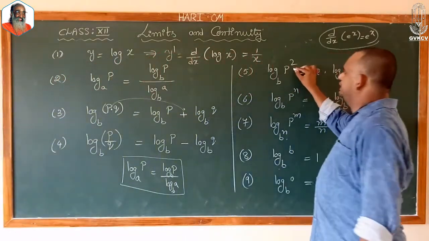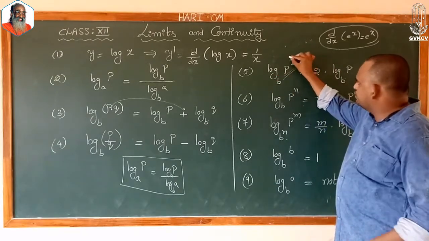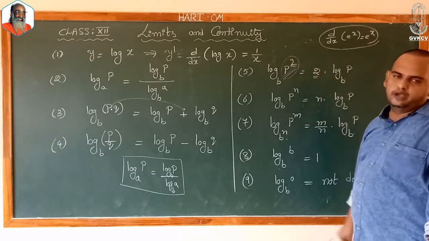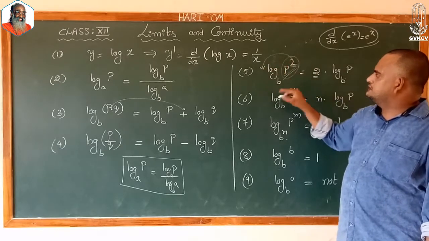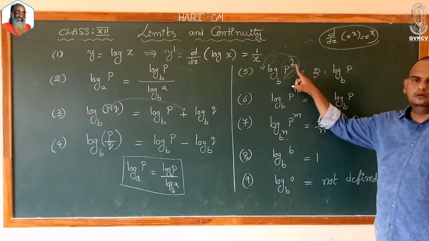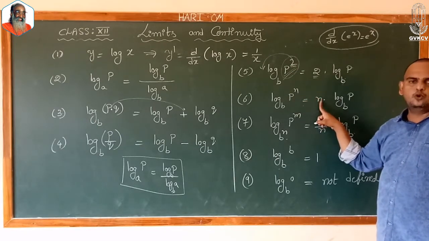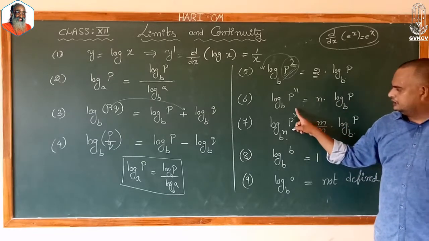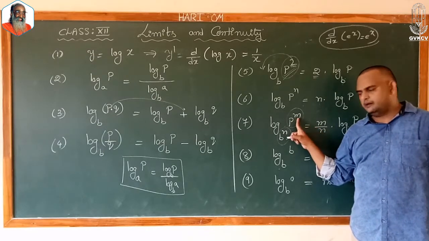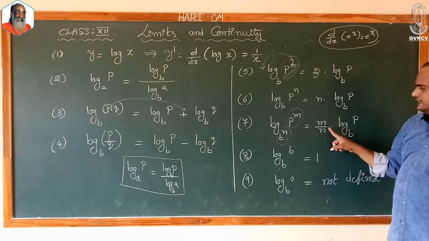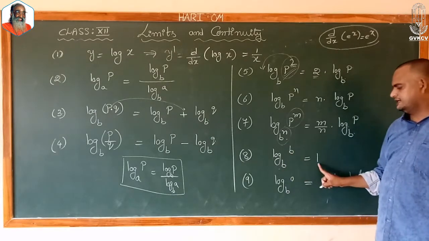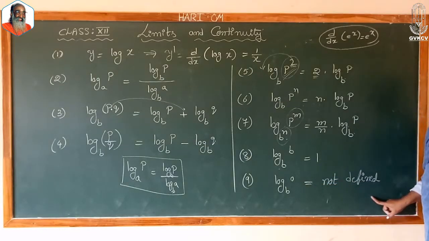Now, whenever you have the logarithm of an exponential form, here p square, the exponent 2 comes down as the coefficient. So it is 2 into log p to base b. Similarly, here I have n: whatever the exponent may be, it comes as a coefficient. So n into log p base b. Now here the number and the base are both exponential forms. Here the exponent is m, and here the exponent is n. So my answer is m by n into log p to the base b. Whenever the number and base are equal, log b to the base b, our answer is 1. Log 0 is not defined; it does not exist.